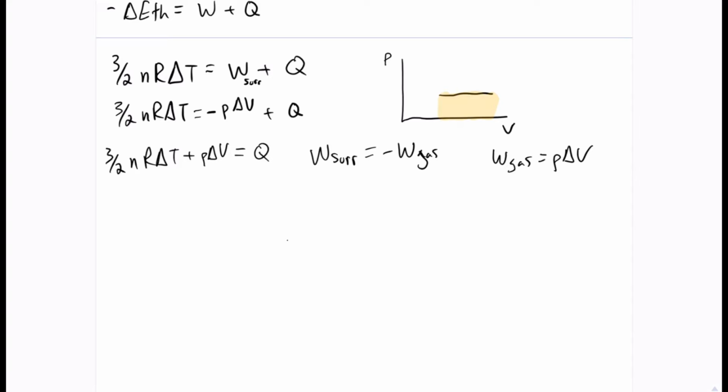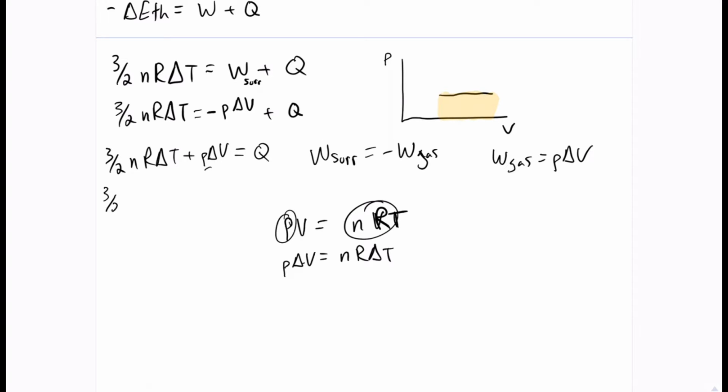Well, maybe we can think about the ideal gas law, PV equals nRT. And we think about the ideal gas law in regards to a constant pressure process. So the pressure is a constant, and nR is certainly a constant. So a change in V will result in a change in T. So let's say P delta V equals nR delta T. And so this P delta V right here, let's plug in nR delta T.